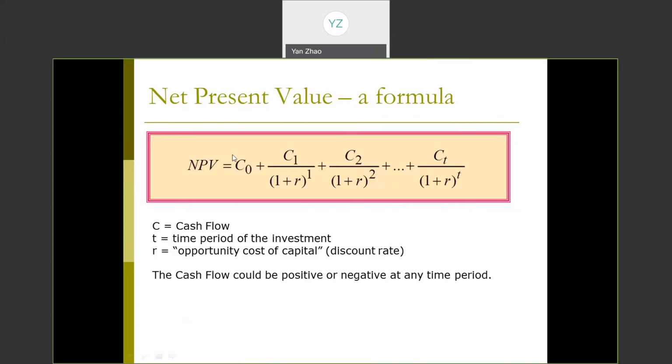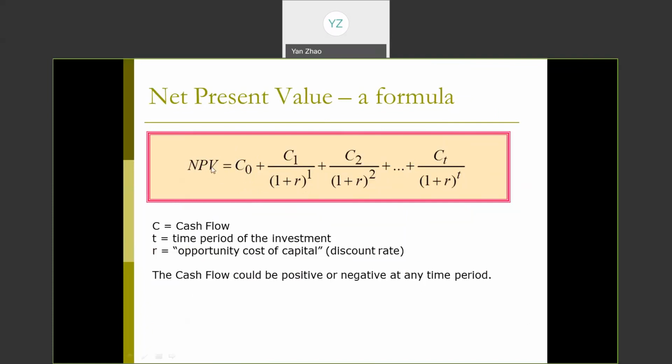So here is a formula for the net present value calculation. It equals C0. Most of the time C0 is a negative number because this is the time zero. Okay, so this is the investment you have to make at time 0. Then in the future periods, most of the time you will have positive cash flows.